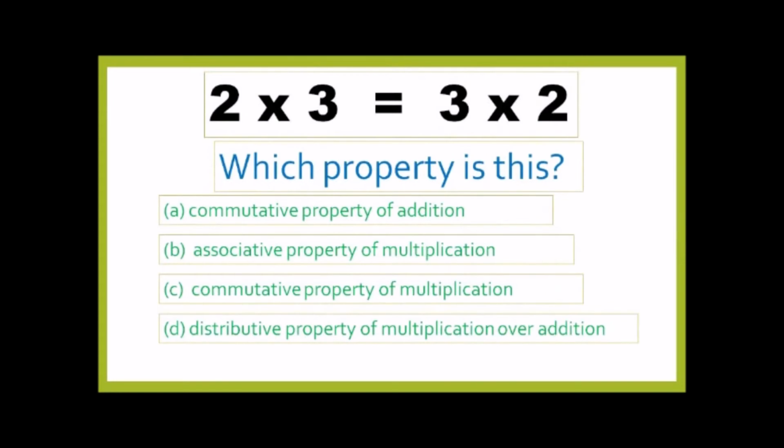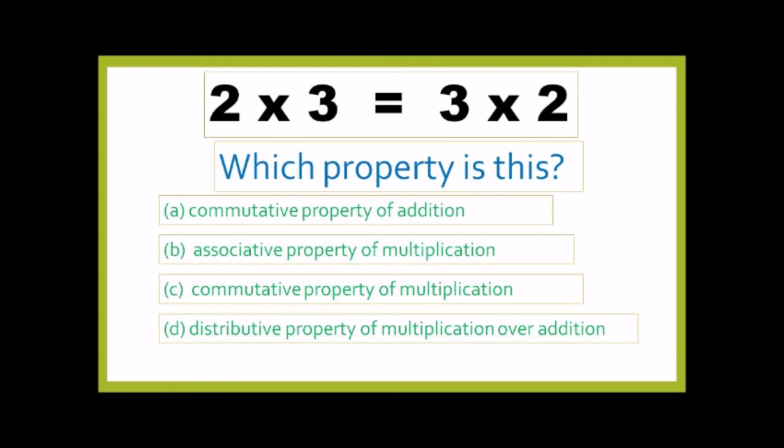Okay, the next one, 2 times 3 is equal to 3 times 2. Which property is this? Is it A, commutative property of addition, B, associative property of multiplication, C, commutative property of multiplication, or D, distributive property of multiplication over addition? Don't mind all the big words. You know how to break them up by now and find out what you're doing. So look at it, see if you can come with an answer.